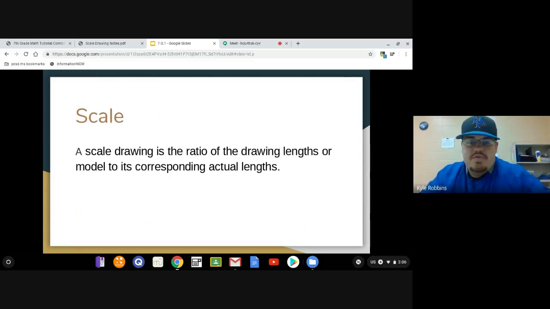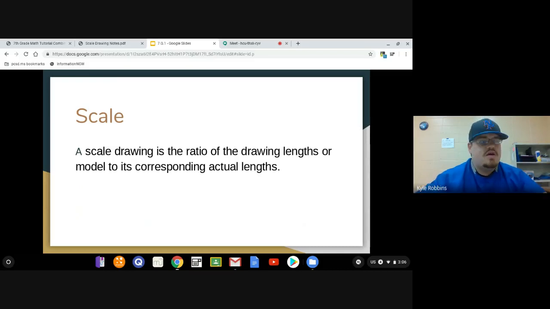So the next vocab word for this is going to be scale. A scale drawing is the ratio of the drawing lengths or model to its corresponding actual lengths. So the scale is the thing you actually can draw. The blueprint is the actual scale. And then the scale, you take the distance on the blueprint and the actual distance of the house, and make that into your scale.